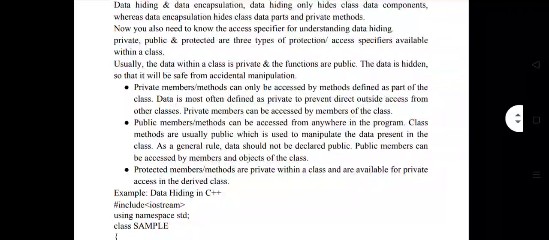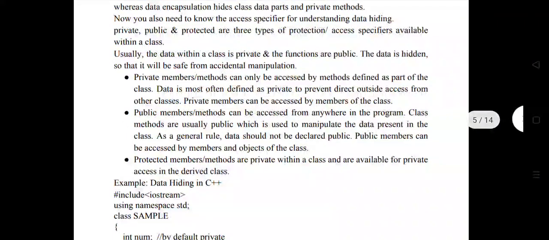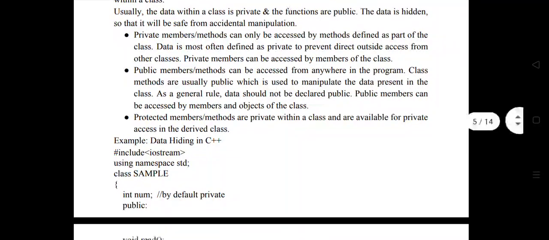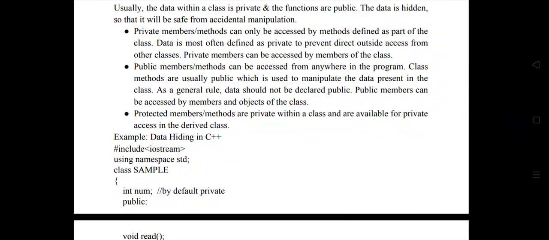So usually the data within a class is made secured with the help of access specifiers, and we have three type of access specifiers: private, public and protected. Private methods can be only accessed within the class or by the methods which are defined inside a class. Data is most often defined as a private to prevent it from the direct access from the outside class.